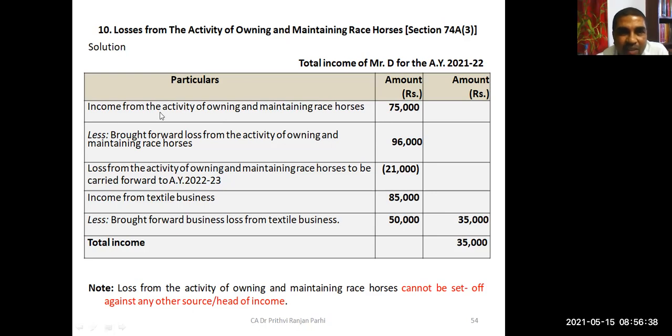So you can see it, income from the activity of owning and maintaining race horses: how much? 75,000. Brought forward loss 96,000. So the remaining 21,000 will be carried forward to the next assessment year since we couldn't set it off. But under textile business, there was an income of 85,000 and brought forward loss of 50,000. So the remaining 35,000 will be the total income on which tax has to be paid. Did you understand this?